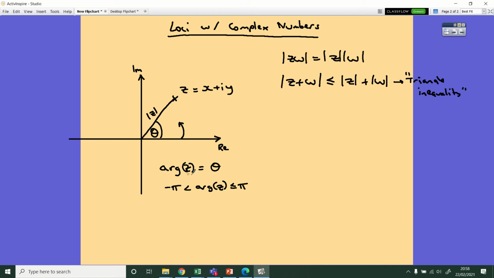Thirdly, the nice property of argument that comes up quite a lot is this one. So the argument of a product is the sum of the arguments. And you'll notice that this property shares quite a lot with the natural log property. It looks a bit like a log when you do that.